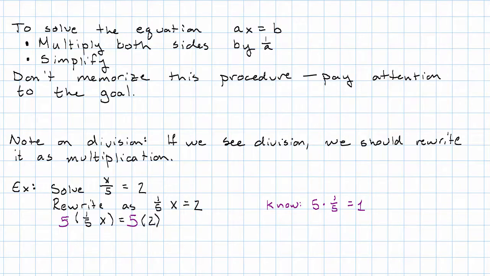Using the properties of multiplication, we can instead multiply the 5 times 1/5 first. 5 times 1/5 is 1, so we have 1x, or just x, on the left. On the right, we have x equals 10.